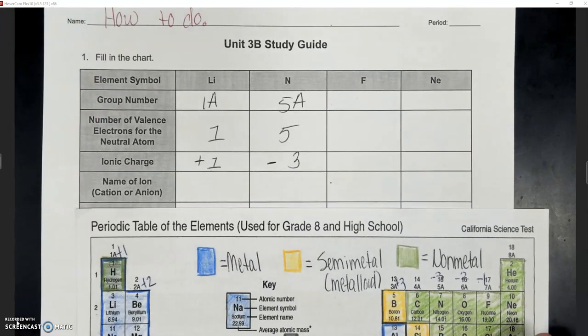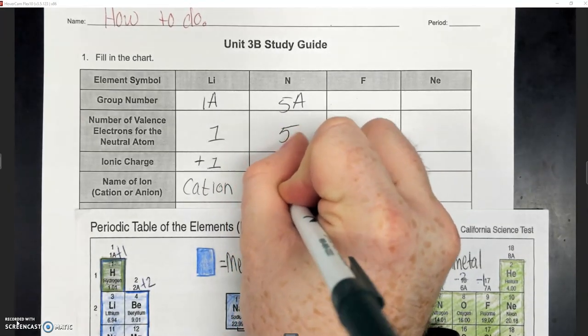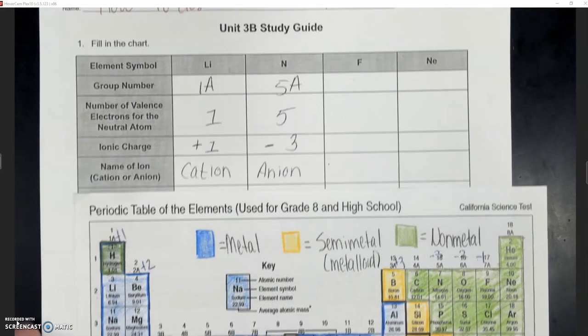Name of ion, cation or anion. Remember, cations are the positive ones, and the anions are the negative ones. So the ionic charge on this is positive, so this is your cation. The charge on this is negative, so this is your anion, and the camera will focus in just a moment. There we are.